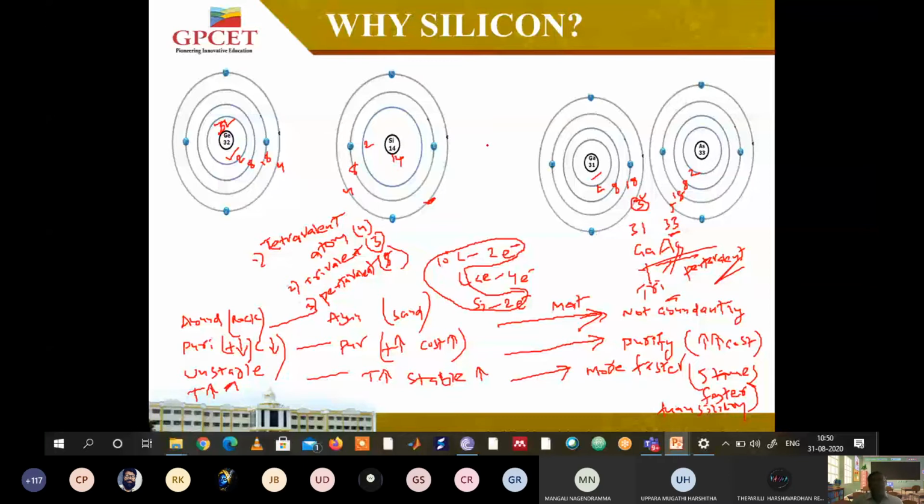So please note all these points, dear students. Comparisons between germanium, silicon, and gallium arsenide: gallium arsenide is a compound crystal semiconductor, whereas germanium and silicon are single crystal semiconductors.